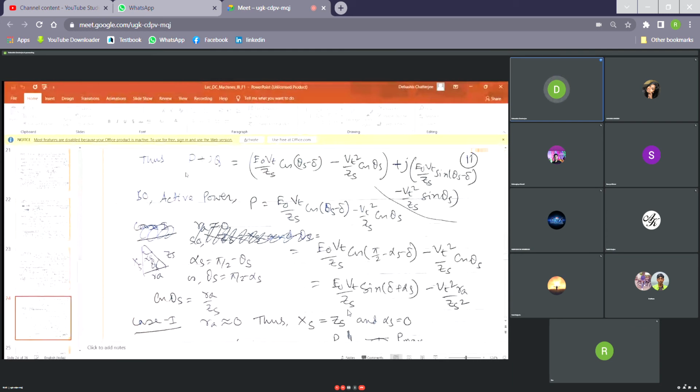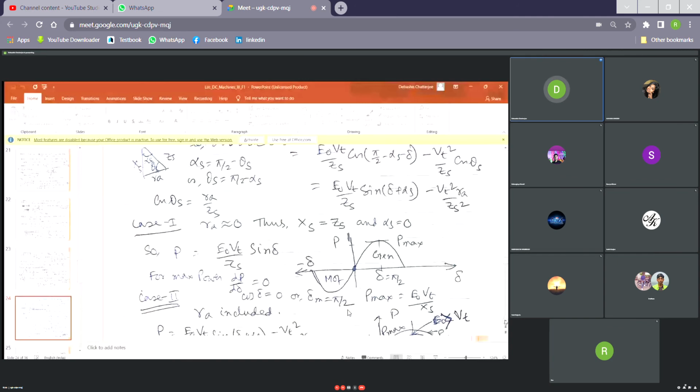Now, putting RA equal to 0 and alpha equal to 0, you get the power expression as E0 VT by XS. I have written ZS, it will actually be XS: E0 VT by XS sine delta, right? And if you draw the P delta curve, it will be simply a sine curve. For positive delta, you get the generating portion, and for negative delta, you get the motoring portion. The maximum power you can get by calculating dP d delta equal to 0. So you get E0 VT by ZS cos delta equal to 0. That happens at delta equal to pi by 2, because E0 VT by ZS are finite values, so only at delta pi by 2 will cos delta be 0. So you will get maximum power at delta equal to pi by 2, that is E0 VT by ZS.